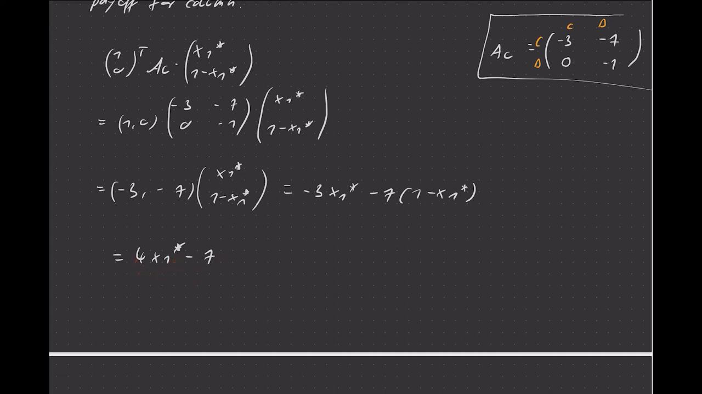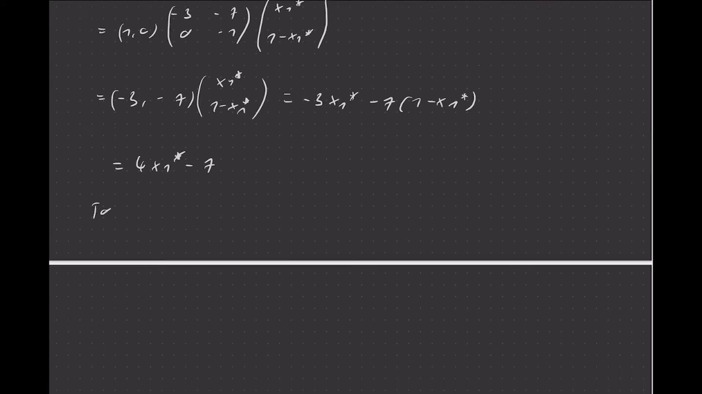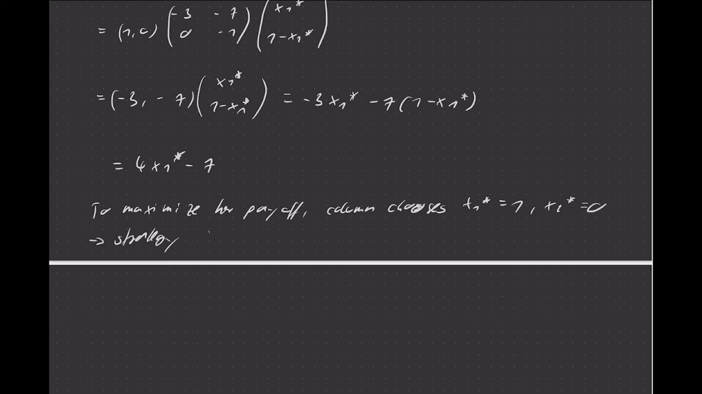But of course, this factor can be influenced. Again, Column wants to maximize her payoff. So what is she going to select? Of course, she's going to select weight of 1 for x1 star, because that factor 4 here is positive. So the maximum possible payoff occurs if x1 star is 1 and not 0, okay? So to maximize her payoff, Column chooses x1 star equals 1, and consequently x2 star equals 0. So the strategy for Column is also 1, 0.